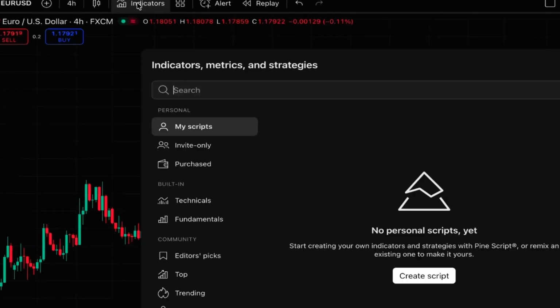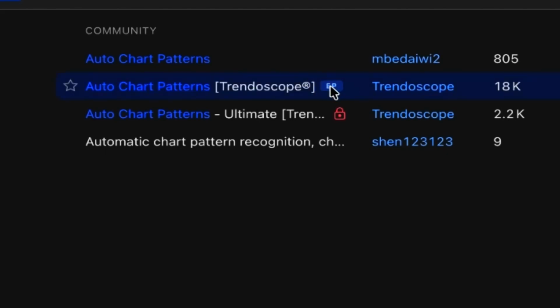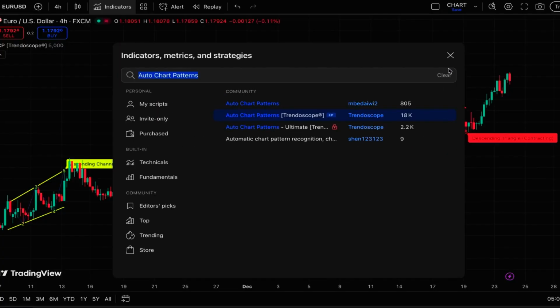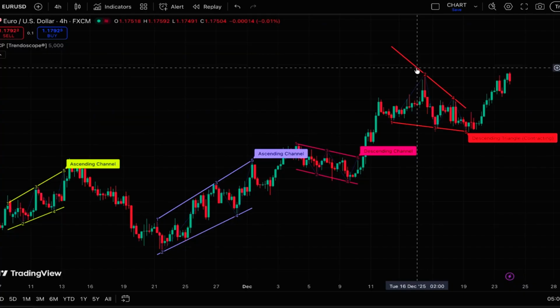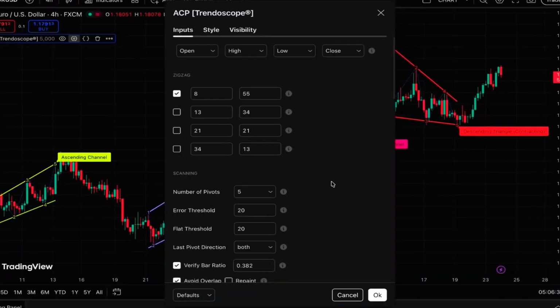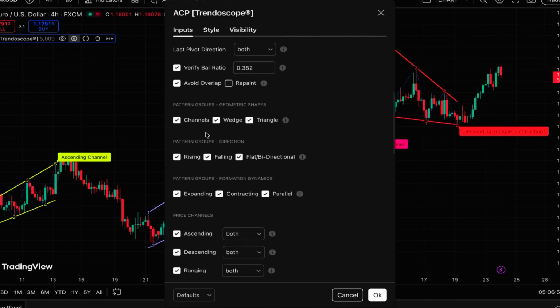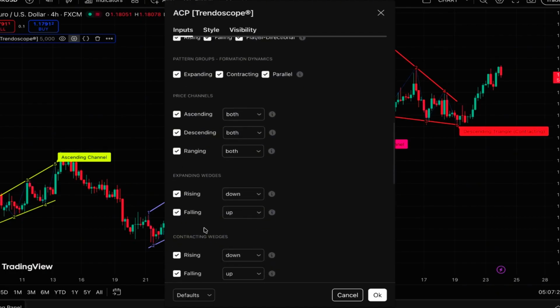The first one that I want to introduce is called auto chart patterns. This one, which is an editor specs indicator and written by TradingView. When you add this indicator, some patterns are automatically identified on the price chart. Here in the settings of the indicator, here in this part, you can see that the indicator identifies 3 types of patterns: channels, wedges, and triangles, and you have complete control on the type of the patterns, if you want rising, falling, or flat, or if you want expanding, contracting, or parallel. So you have complete control on what kinds of patterns you want to identify on your price chart.